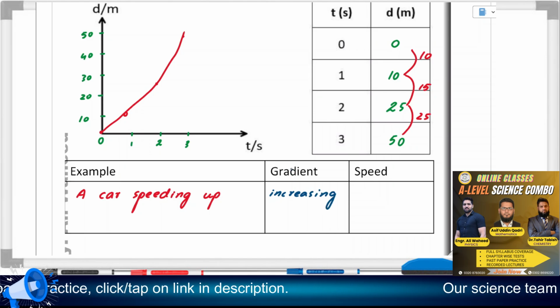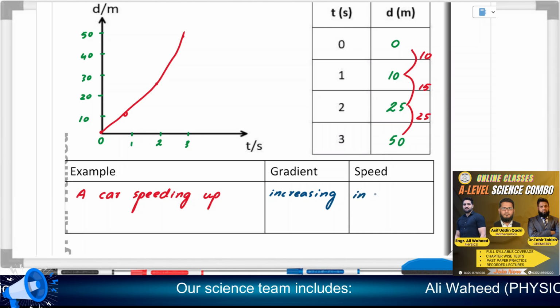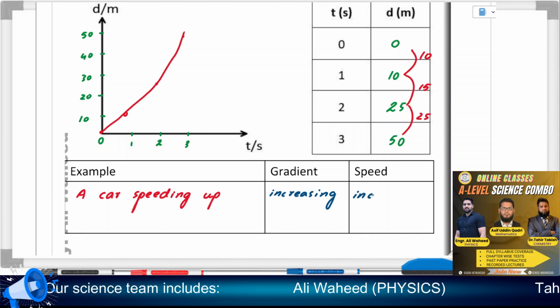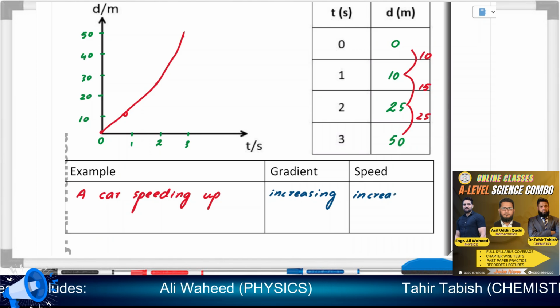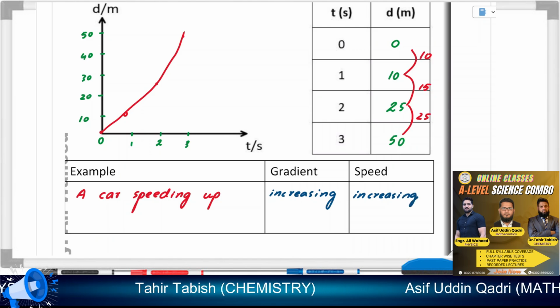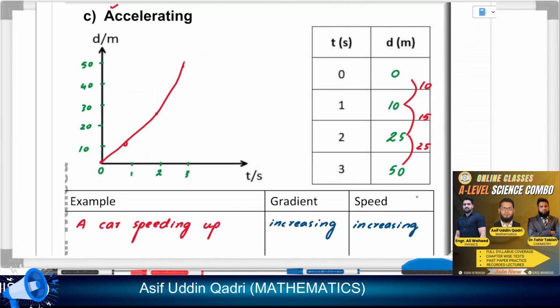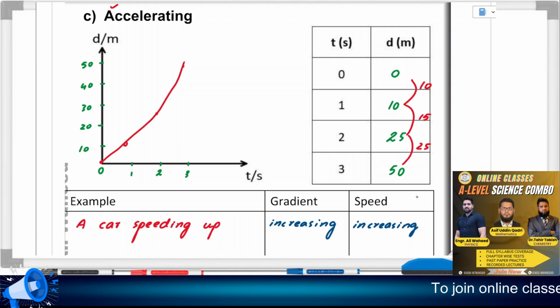And since the gradient of these graphs represents speed, the speed is also increasing. And keep it in mind, I'm saying it again and again, in these kinds of graphs we assume the object is traveling in a straight line, and hence the speed would also mean velocity. So we can say the velocity of the object is increasing. It does not have a fixed velocity.